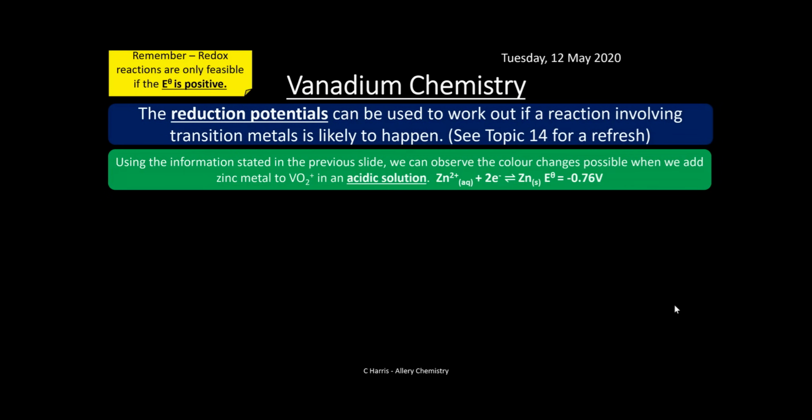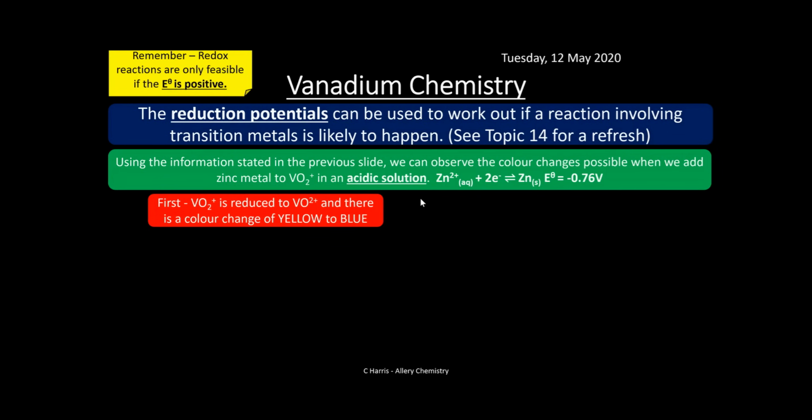Using the information stated in that previous slide, we can observe the colour changes possible when we add zinc metal to VO2+, the last one in that table, in acidic solution. We've got the zinc half cell here, which is Zn2+ plus 2 electrons gives Zn, and that electrode potential is negative. Like I say, you'd be given the vanadium half cells. You don't need to remember them whatsoever.